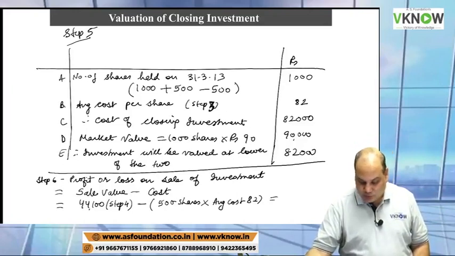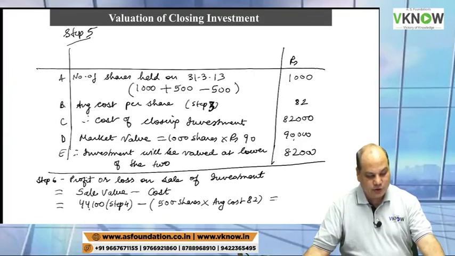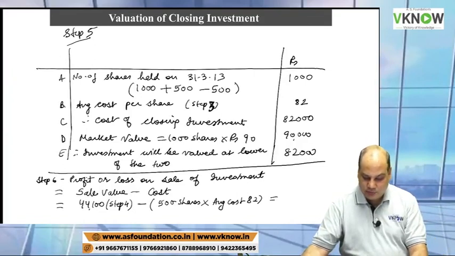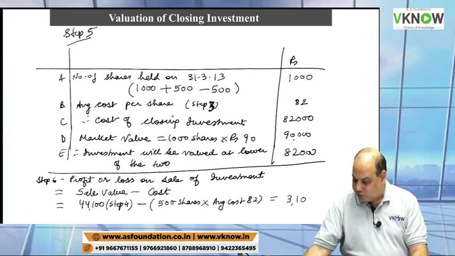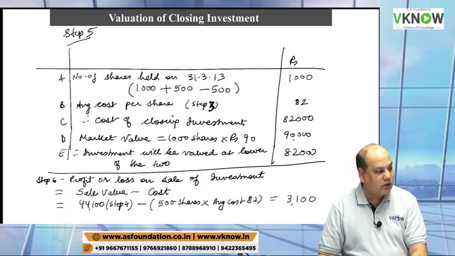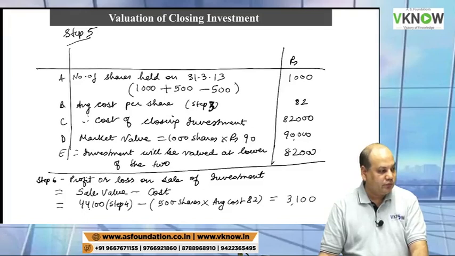Anybody wants to give me the final verdict? What is the profit on sale? One student is saying 3100. Let me check. 500 into 82 is 41,000. Yes. So 3100. Falak Mehta, 3100 is right.